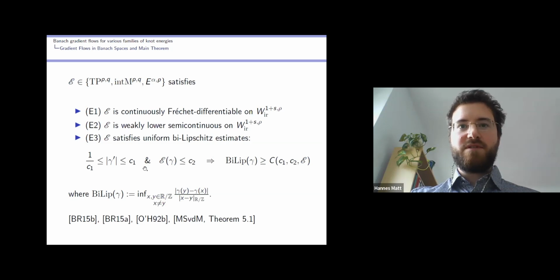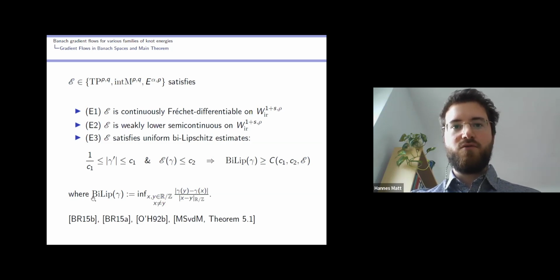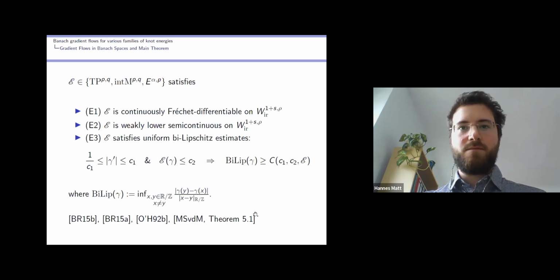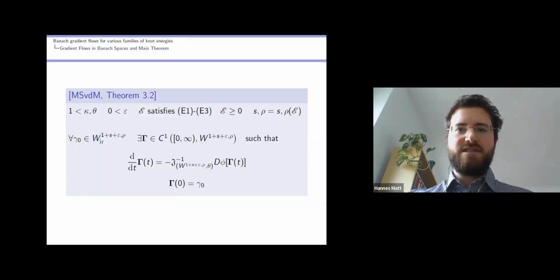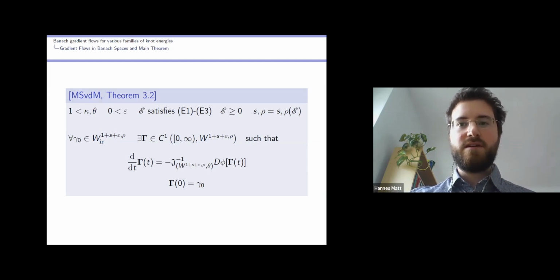So all these properties have been shown to hold true in this work by Simon Blatt, Philipp Reiter, and Jun O'Hara, except the continuous Fréchet differentiability of the O'Hara energy, which was done in our work in Theorem 5.1. So I can restate our main theorem, saying that we only need a knot energy satisfying those three conditions: the continuous differentiability, the weak lower semi-continuity, and this bi-Lipschitz estimate. Then this gradient flow exists as stated previously.